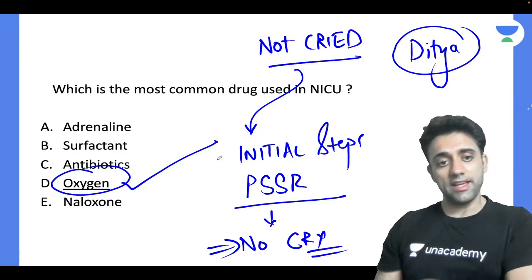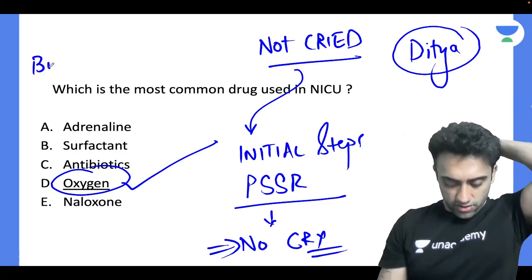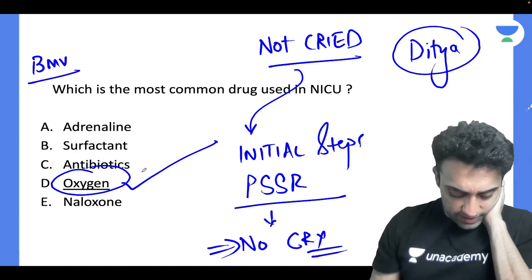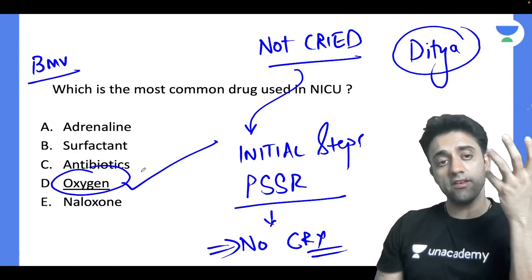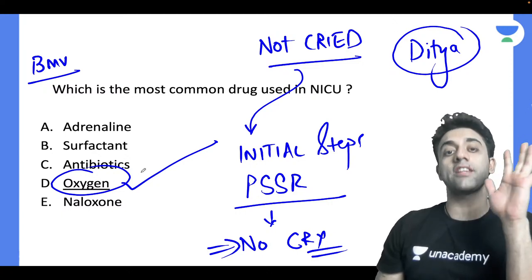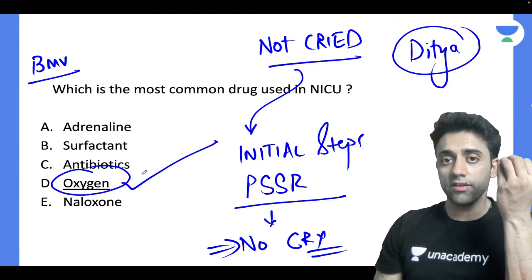So Shubhangi says bag and mask ventilation. Okay, let's see. Vaidahi and Shri has the best answer. Okay, everyone is jumping on bag and mask. Why not bag and mask? Why won't you do bag and mask, sir?